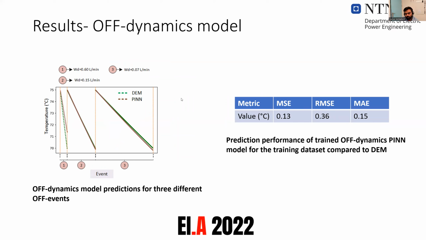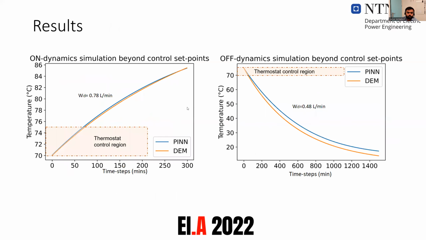So these are the tests within a thermostat control region. However, during flexibility activation, the temperature goes beyond the thermostat control region. So we evaluated the model performance beyond the thermostat control region. As you can see, PINN has similar performance to the differential equation model, both for on dynamics and off dynamics outside the control region as well.